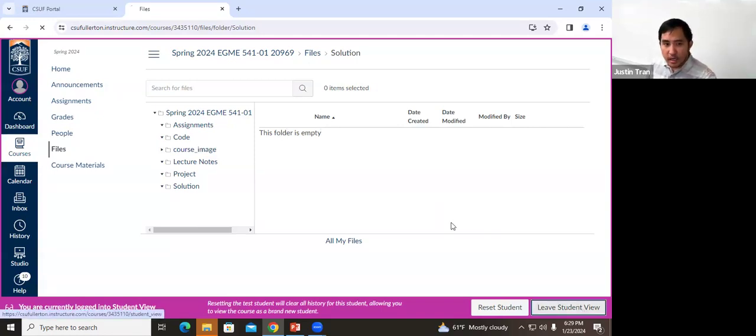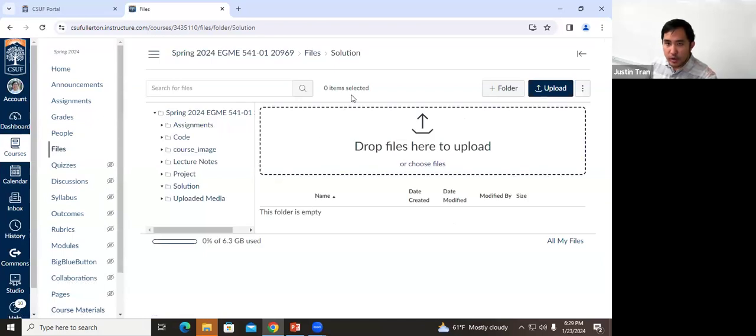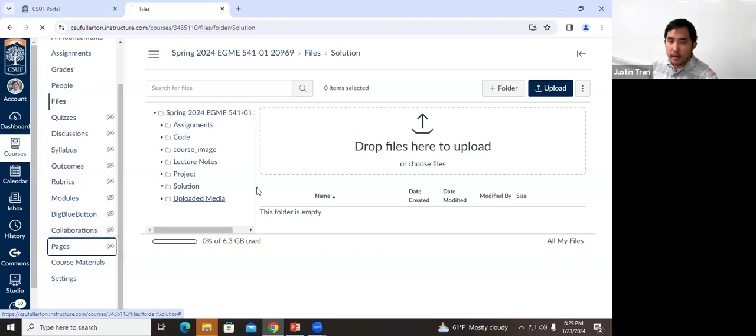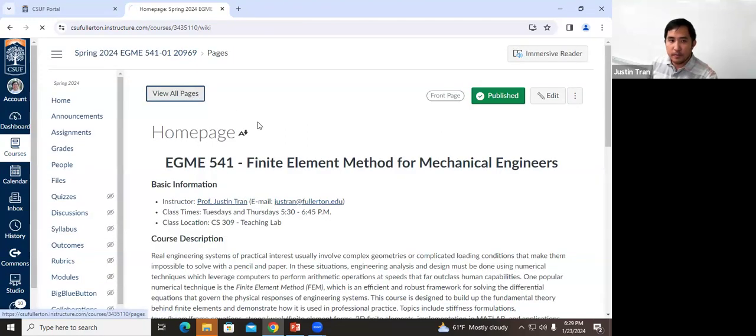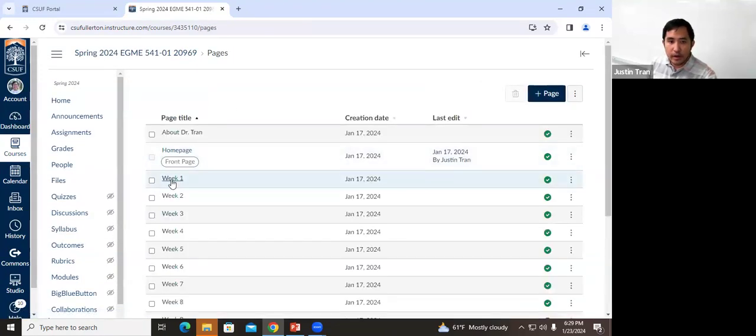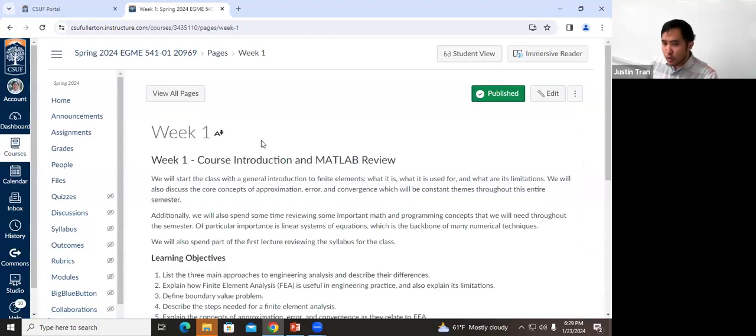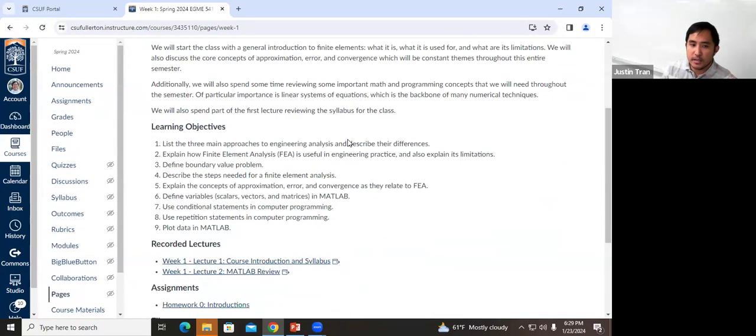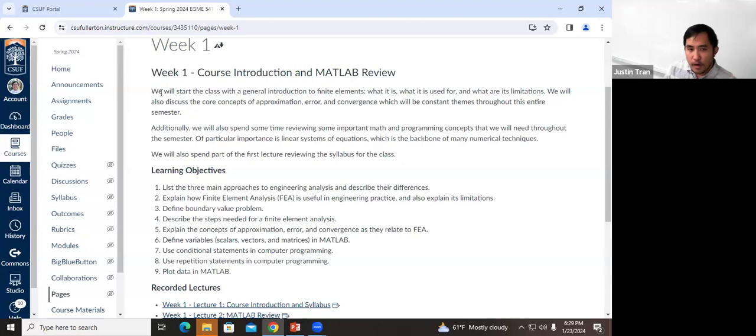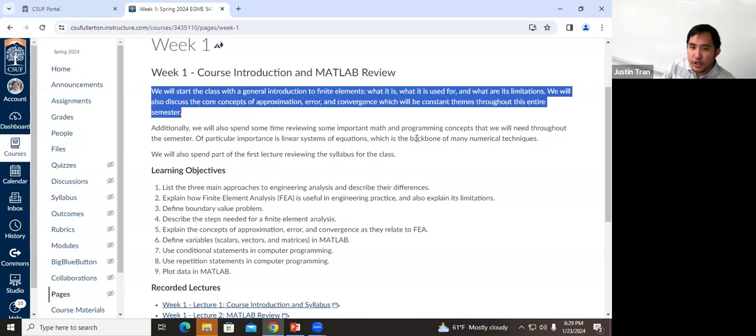Okay. One last thing I want to show you. I don't have these ready just yet, but I do want to show you what they look like, and that's the weekly pages. Okay, so let's look at week one. This is week one from last time I taught this class, right? Before each week, I'm going to publish a weekly page.